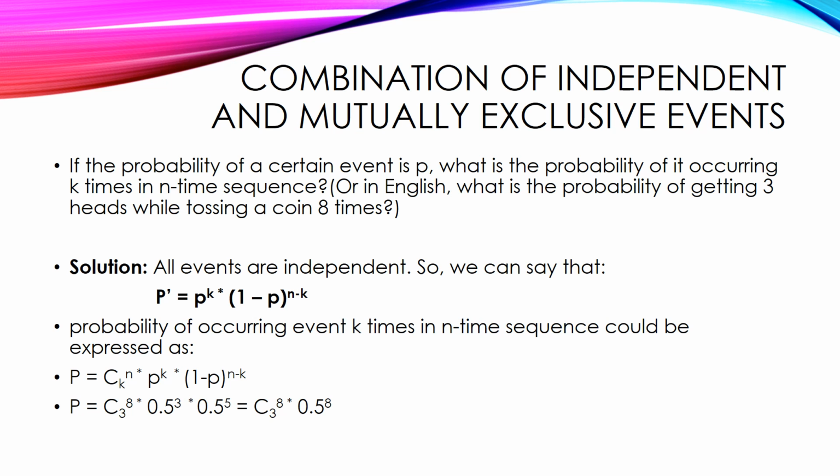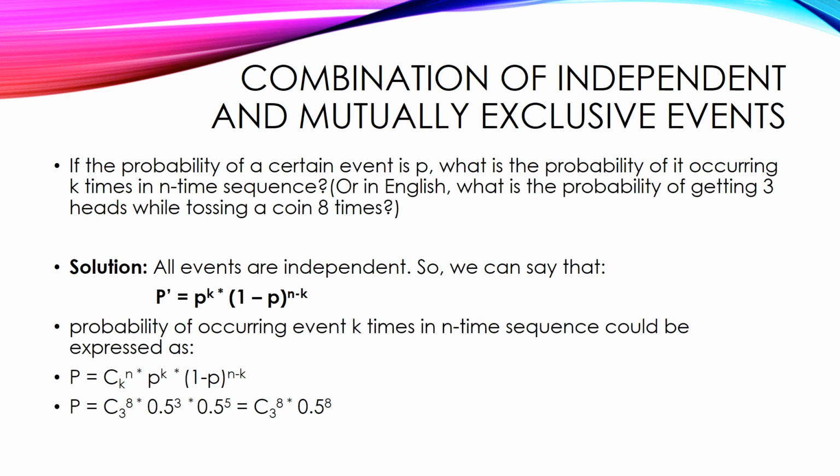If the probability of a certain event is P, what is the probability of it occurring k times in an n time sequence? Or in English, what is the probability of getting 3 heads while tossing a coin 8 times? All events are independent. So we can say that P' is equal to P power k into (1 minus P) whole power n minus k. But it isn't the right answer.